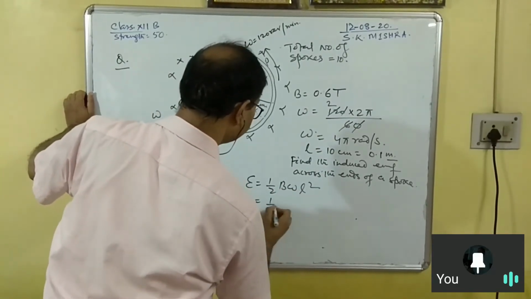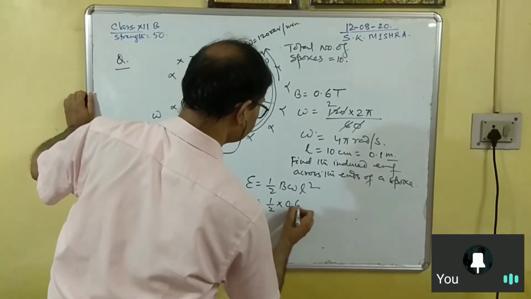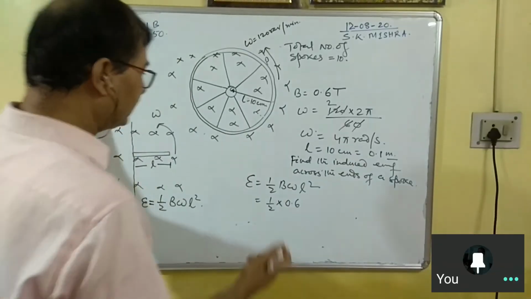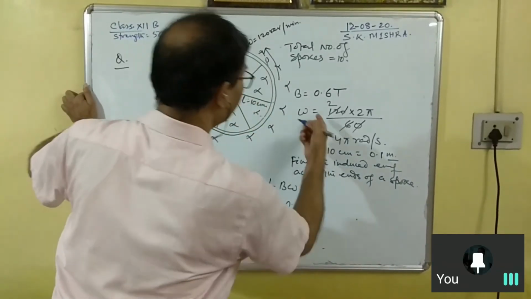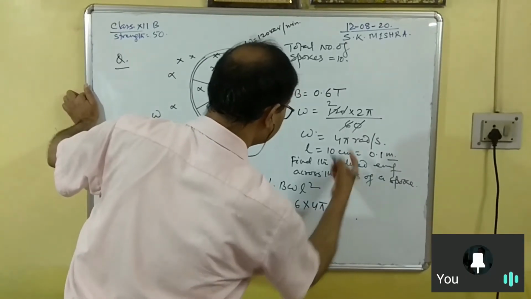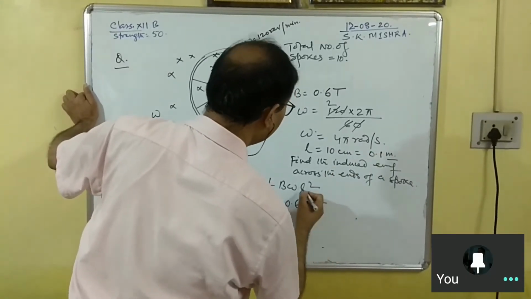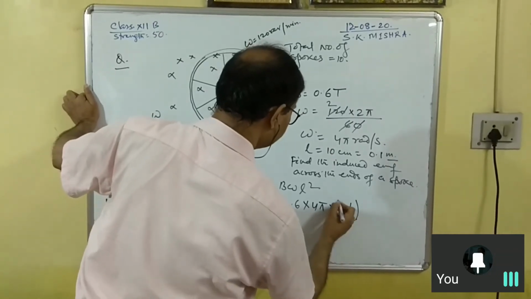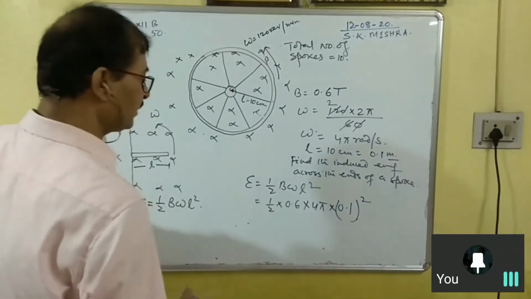Half B is given to you, 0.6, 0.4, 0.2, 0.1, anything it may be, into omega is given to you. Omega is how much? This is 4 pi radian per second. Convert this into radian per second, SI unit. Into L. L is how much? 0.1. Square it, L square. This much will be the answer.